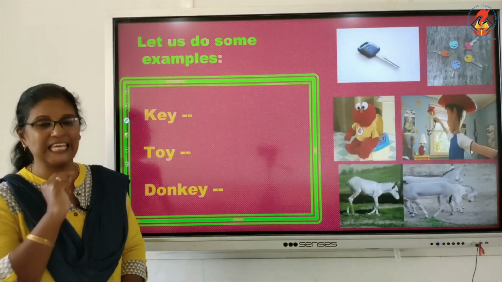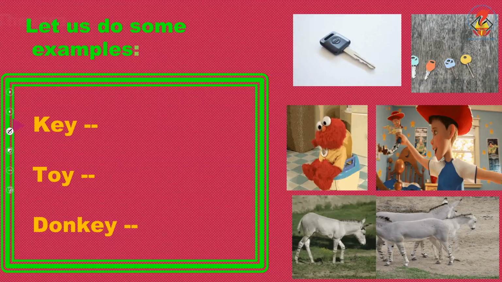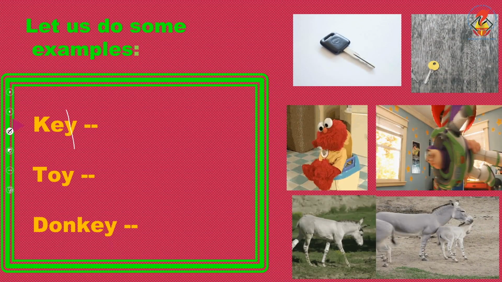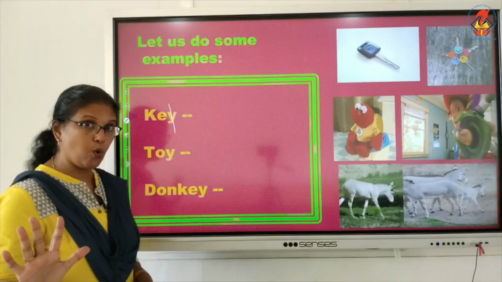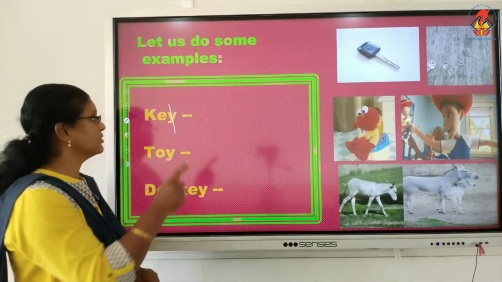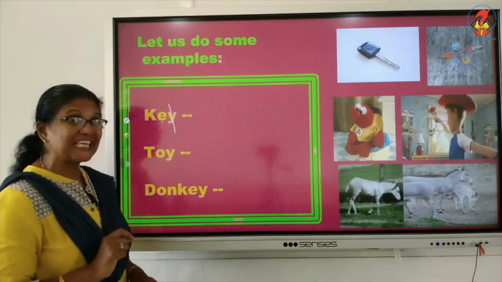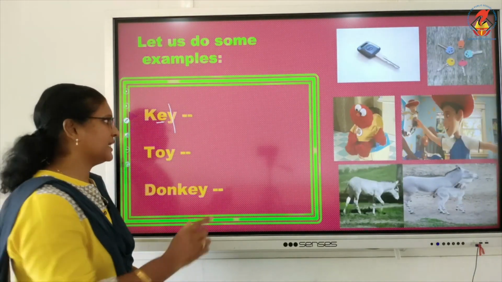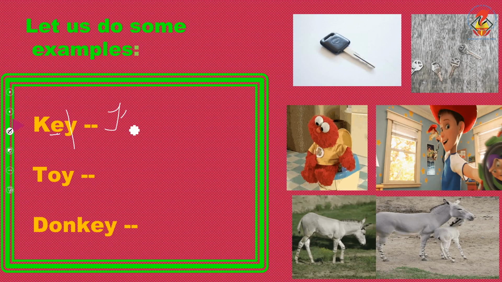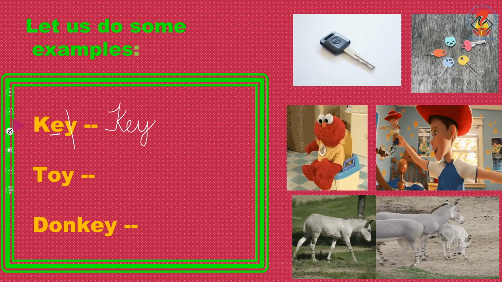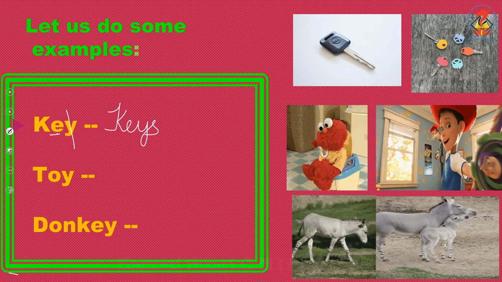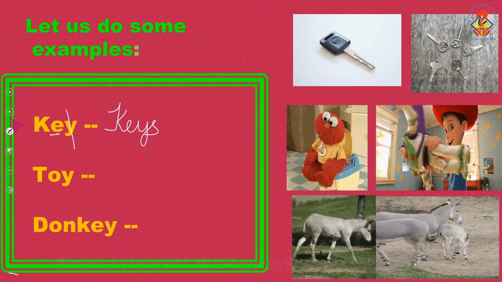K-E-Y, key. The last letter is Y, isn't it? Are you cutting it down? No. You are not cutting it down because you have E before it. That is a vowel. You will not cut down. Instead, you will write K-E-Y-S. You will add S for the given word.